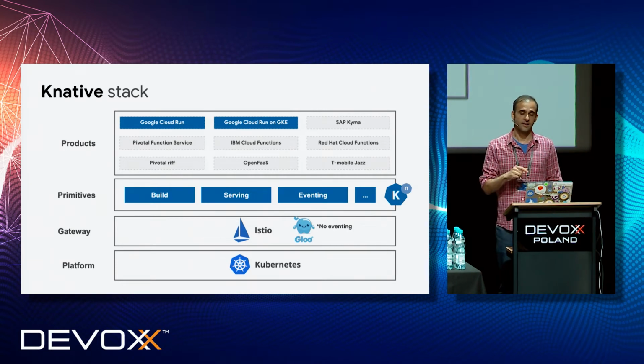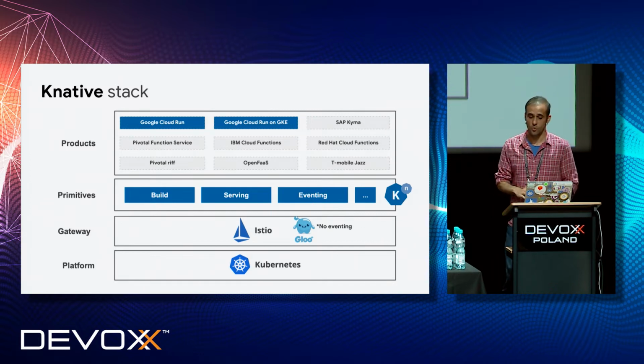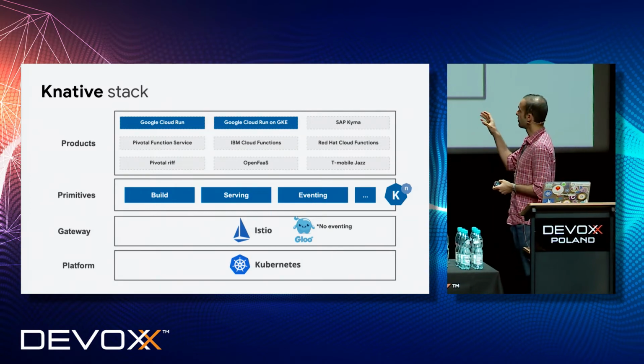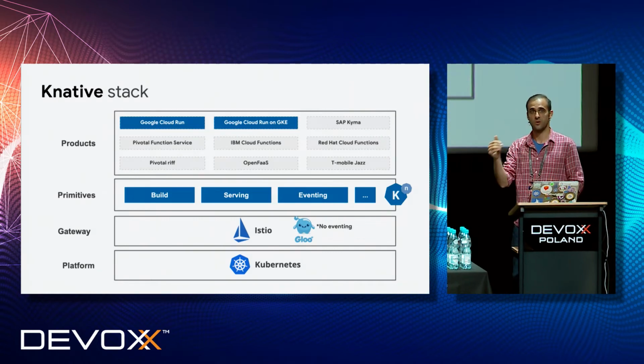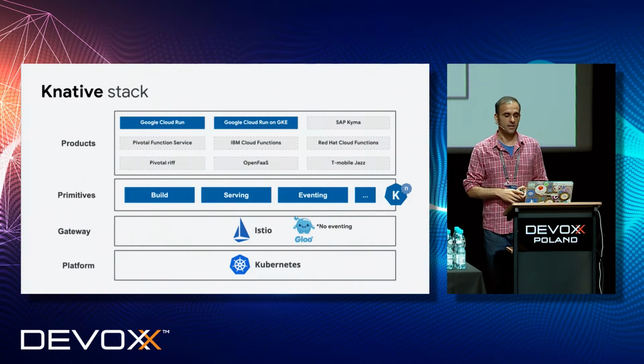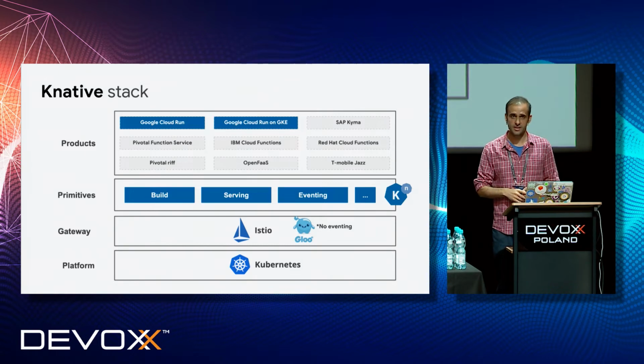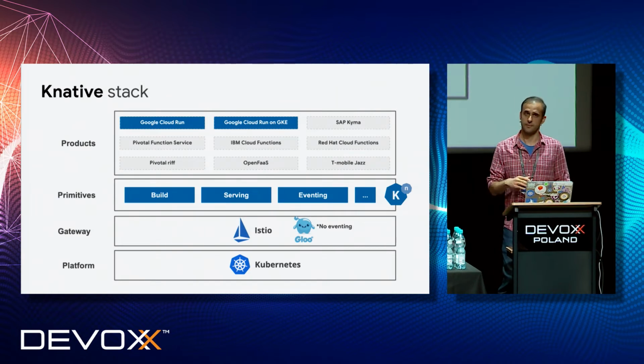But starting in the latest version, which is 0.6, they added support for Glue as well as a gateway. I haven't used Glue, so I don't know much about it. But from what I hear, Glue is a lightweight gateway, so that's why some people prefer to use Glue instead of Istio. But the thing is that if you use Glue with Knative 0.6, it doesn't support eventing yet. So Knative eventing is not going to work. But I think going forward, Knative eventing will be supported in Glue as well. But just keep that in mind for now.